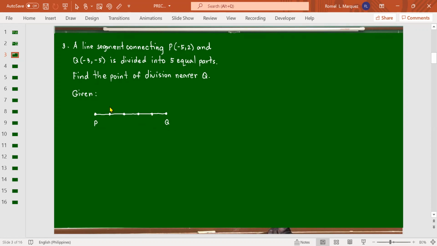So there are 4 points of division, no? So let's say R1, R2, R3, R4. Which one are we looking for? R1, R2, R3, or R4? R4. Take note, it is nearer, not the nearest.